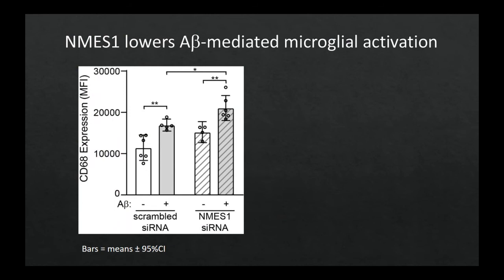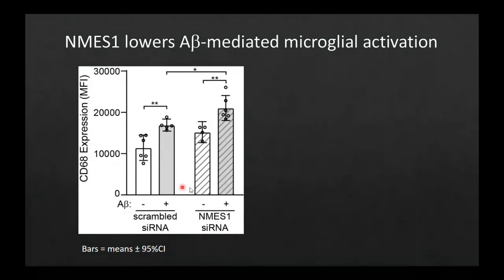And this is specifically CD68. And we found that amyloid-beta, as expected, increases CD68 expression. And so that's indicative of the pro-inflammatory nature of amyloid-beta, which has been well documented.